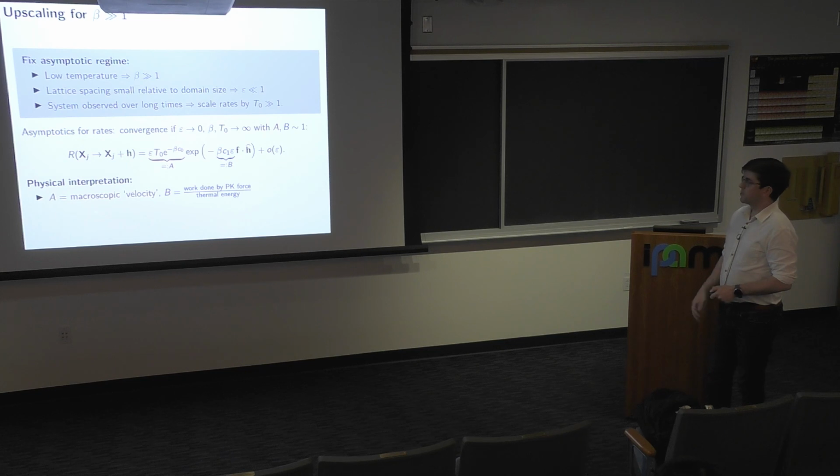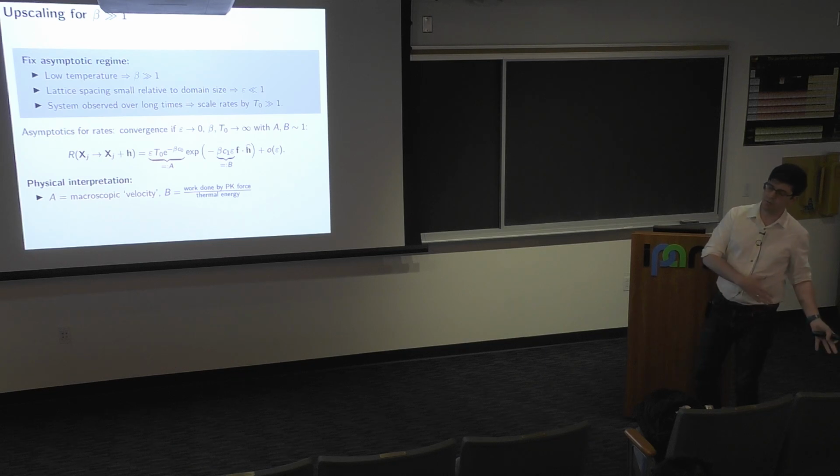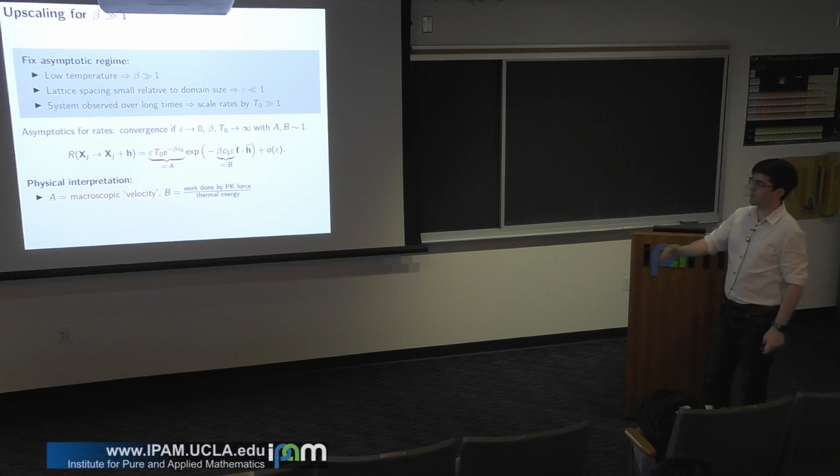And the way you should think about these groups, or the way I would like you to think about these groups, is in some sense that A is going to give you some kind of macroscopic velocity of dislocations. So you want this to be finite. If it's 0, then I don't see anything happen. If it's infinite, everything happens too fast. So I need to scale it just right so that I see things happening at a steady rate.